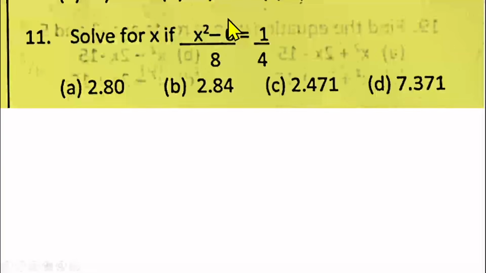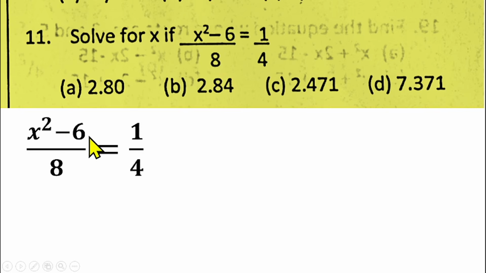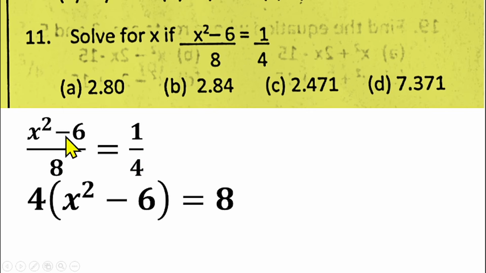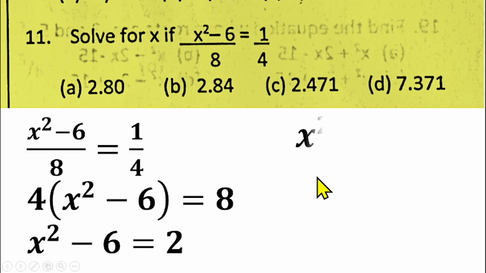Question number 11 is from simple equation, quadratic. So we have (x² − 6)/8 = 1/4. You can cross multiply from there, therefore 4 times (x² − 6) equals 8 times 1, that will give us 8. From there you can divide both sides by 4. You will have x² − 6 = 2, because 8 divided by 4 gives us 2. From there, minus 6 can come here, and you will have x² = 8.